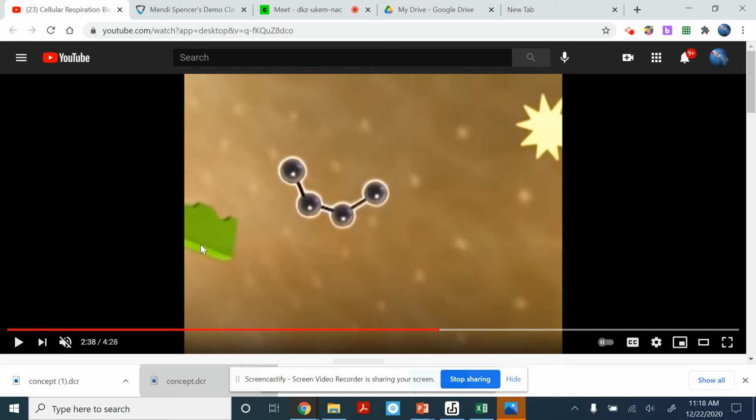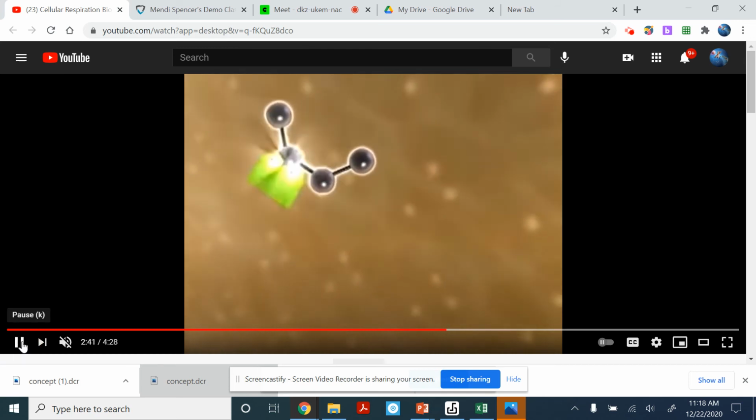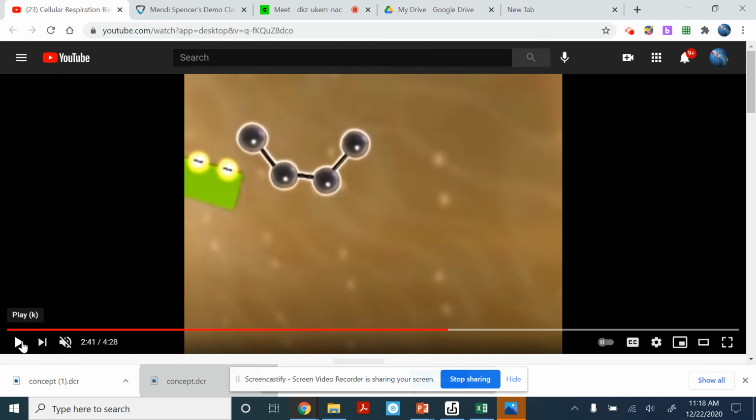Bailey, can you tell me what this molecule is? This green one? Awesome. And it's going to load up protons and electrons from this intermediate. Good job. There we go. Now, FADH2. Elena Sanchez, can you tell me where the FADH2 is going to go to unload those?